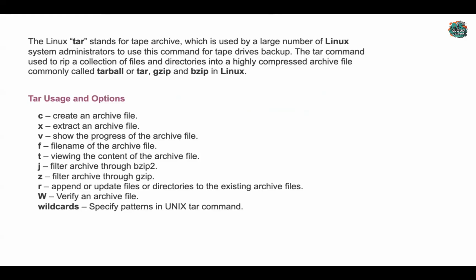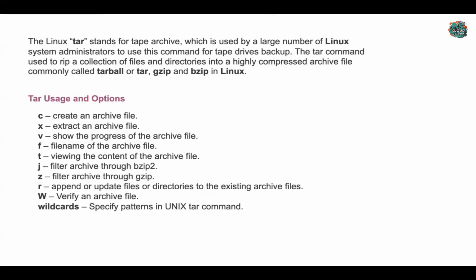So you know the word archive? Archival is a process where, if you are not using some data continuously, you can put it on an archival basis. That means you can take a backup or keep it for some time in a separate location, and whenever you need, you can use that data again. That's why people do archival. So you can say tar is an archival tool which creates a compression.